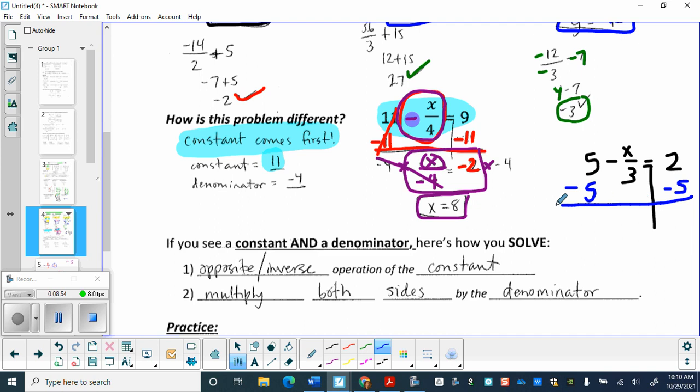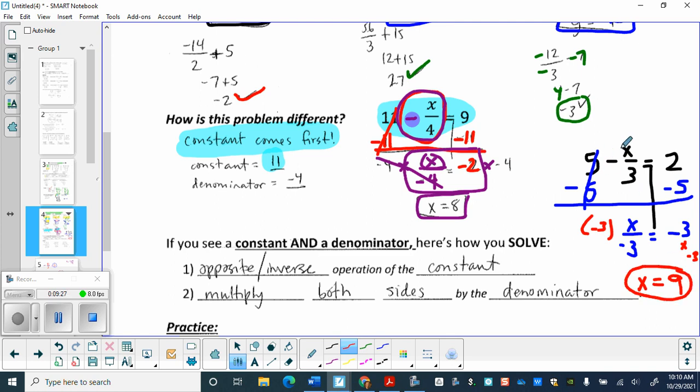That part should hopefully be okay. 5 minus 5 is 0. And now this is what we were focusing on a second ago. We're going to put that negative down here with the denominator. Now over here, 2 minus 5 happens to be a negative 3. So now we're going to multiply both sides by my denominator, which is this negative 3 down here. So a negative 3 times negative 3 would be a positive 9. So the answer to this one would be a 9.